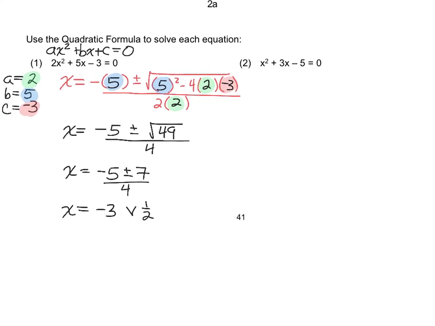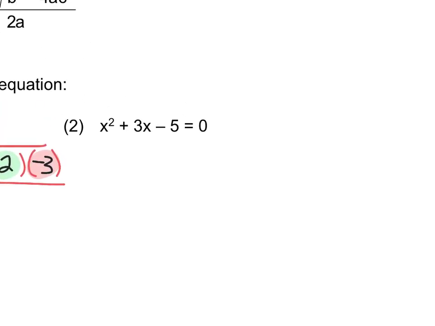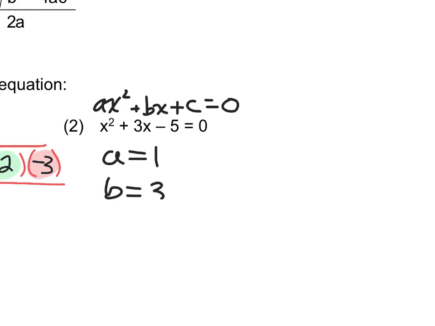All right. The second problem, in terms of the setup, it's no different. All right, so we identify the A, B, and C values. You got to make sure it's in the proper form first. All right, so I identify the A, B, and C values just by taking note of the coefficients. So I have the A value is equal to 1, the B value is equal to 3, and the C value is equal to -5.